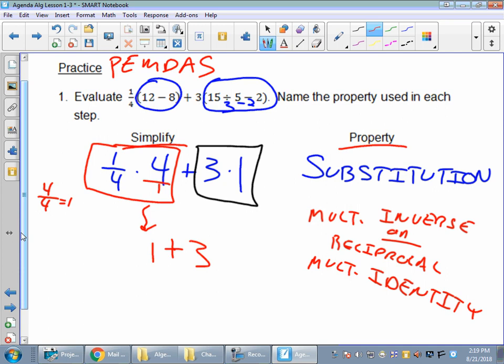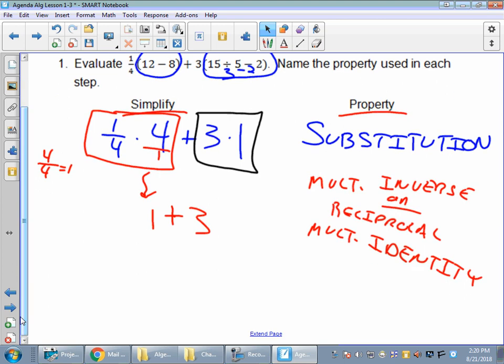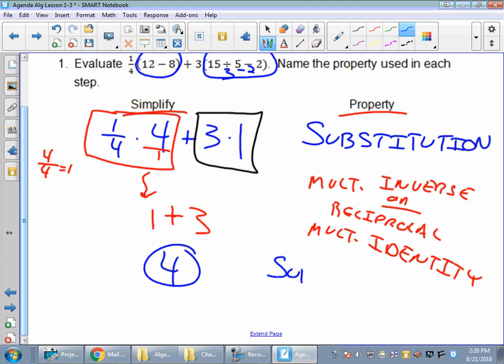And now finally, our last step is just 1 plus 3. And since there's no real tricky things with the 1 or the zeros or anything here, we're just adding these up to get 4. We're just actually doing the calculations, 1 plus 3. Then that again would be substitution. There's no special property that goes with it.